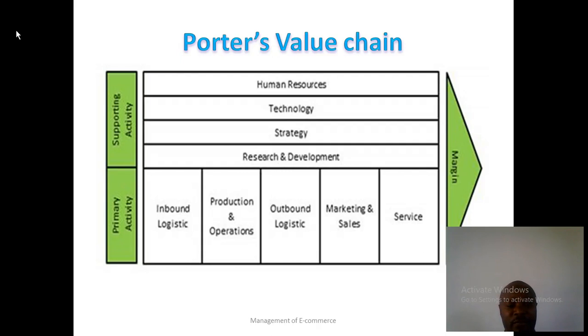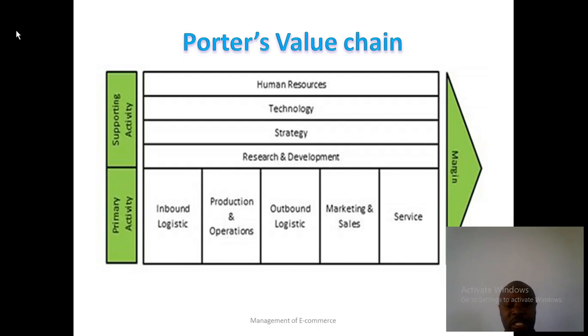Examples of primary activities, we have got 1, inbound logistics. Inbound logistics, this involves the movement of raw materials from suppliers to manufacturing. Then we have got 2, production and operations. This involves the processing of the raw materials into finished products or services. 3, we have got outbound logistics. This is the movement of finished products from manufacturers to customers.